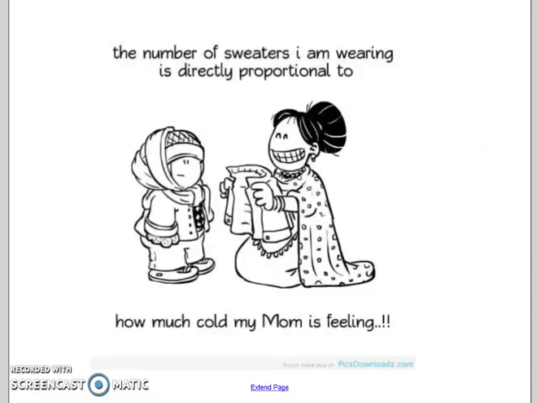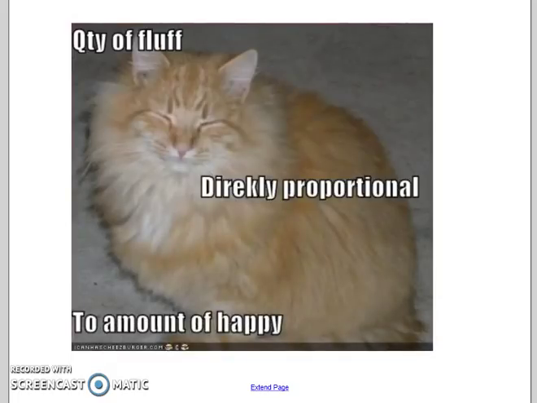All right, next, I have just a funny little meme about proportions. And one more. And don't tell Miss Hernandez how this cat spells. This cat spells terribly, terribly.